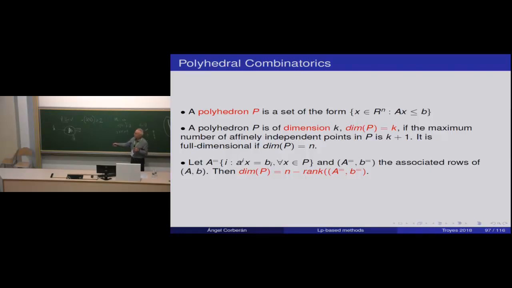Maybe there are others. So one result says that the dimension of a polyhedron is the number of variables of your problem minus the rank, the number of linearly independent equations you have. In the case of the TSP, as you will see, the dimension of the polyhedron associated with the TSP is the number of variables, that is the number of edges in the graph, minus the cardinality of V, the number of vertices, because there are cardinality of V degree equations.